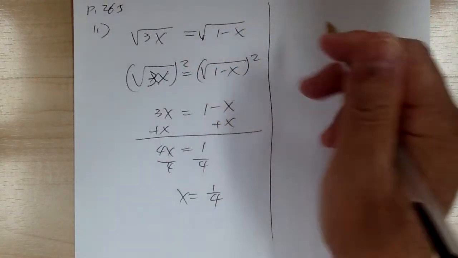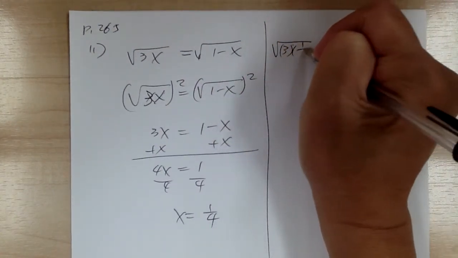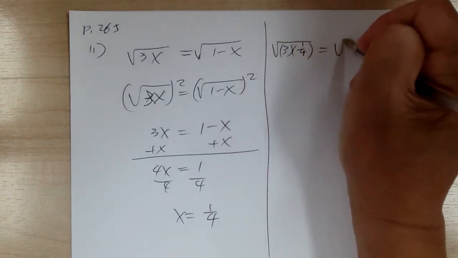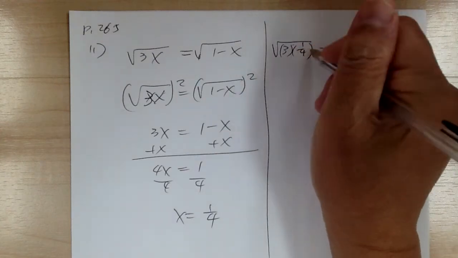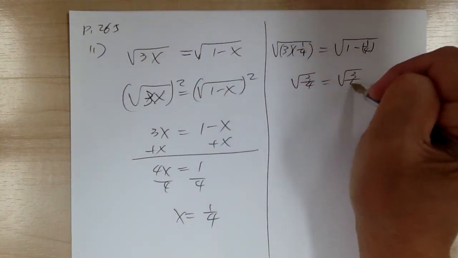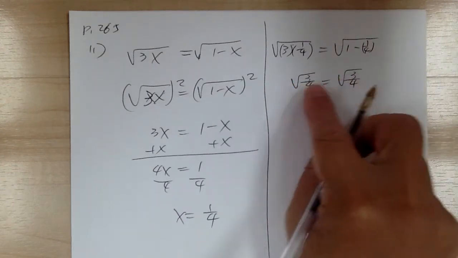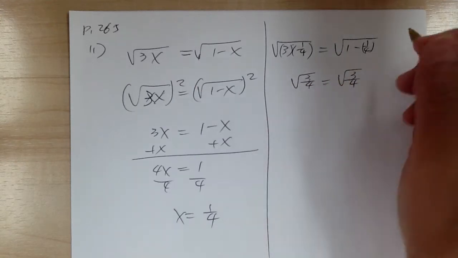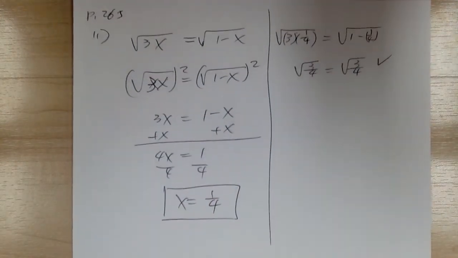So come up here, check your answer, make sure it's okay. So you have 3 times 1 over 4 equal to square root of 1 minus 1 over 4. So you multiply, you're going to get square root of 3 over 4. This one you subtract, you get 3 over 4. So once you get identical, you can stop over. You don't have to square both sides and all that. As long as you can see that they're exactly the same, so it checks. Okay, and that's it.